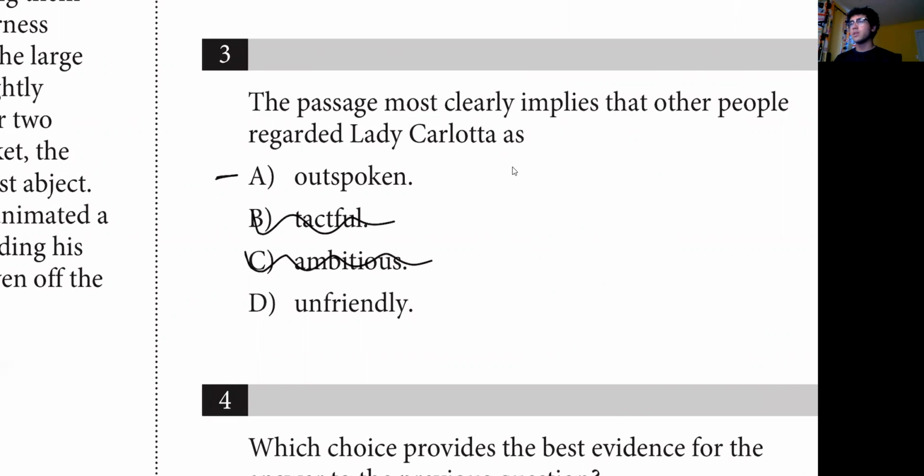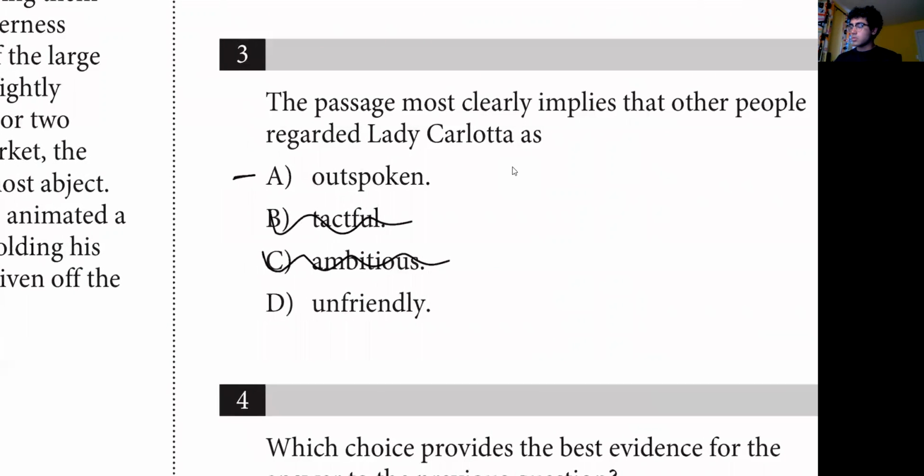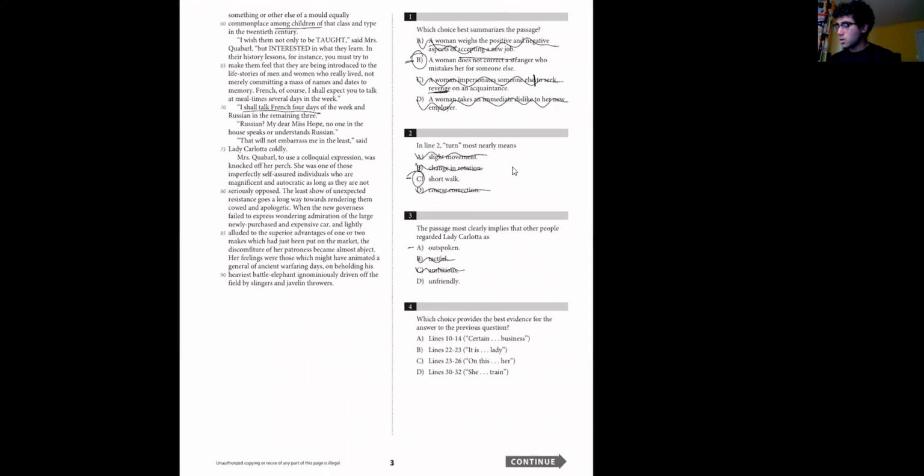Outspoken is different because unfriendly means that you just don't want to make an attempt to be polite, be friendly to other people. But obviously that's not one of the personas that Lady Carlotta takes on. She's more outspoken. She puts in her honest opinion on many of the things around her instead of being unfriendly. Unfriendly is a little too objective, or not objective, I guess inaccurate.